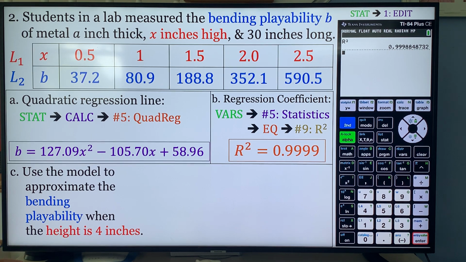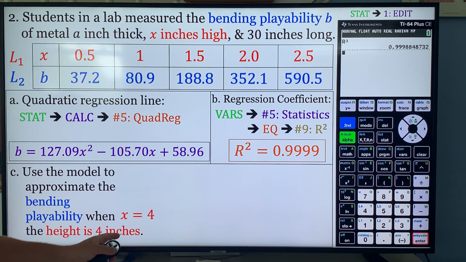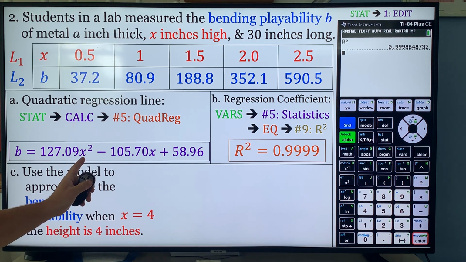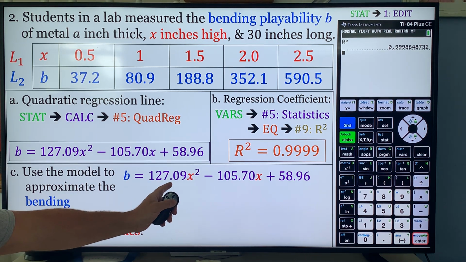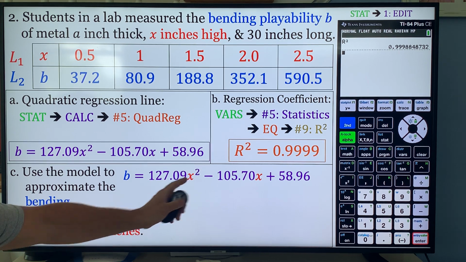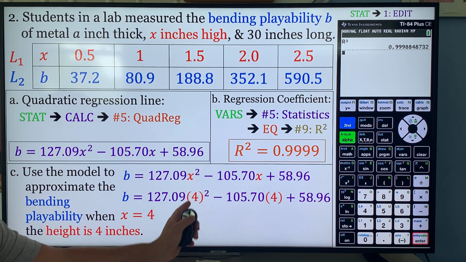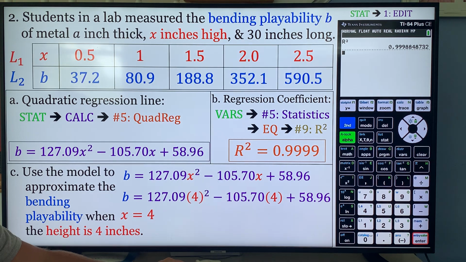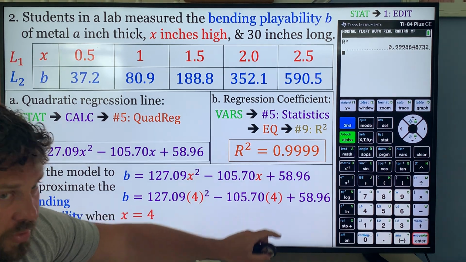Use the model to approximate the bending pliability when the height is 4 inches. So when x is 4, where do we plug this 4 into? Plug the 4 into the x. So, 127.09 times 4 squared minus 105.7 times 4 plus 58.96. You have to plug it in for both x's.